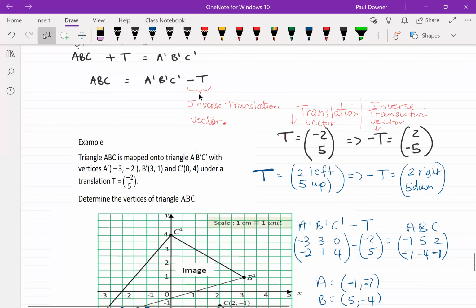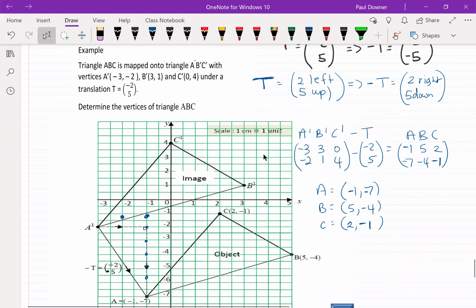So that's what the inverse translation vector is. It is a vector that takes the image points and carries you back, or gives you back, the object points that it came from. So let's see an example of a question like that could be posed to you.